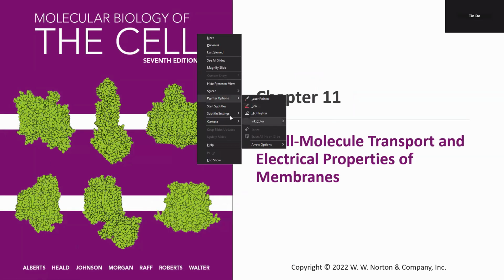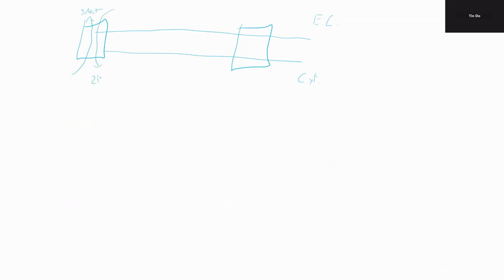Okay, let me get my screen back up. And obviously it got to erase my image here, but that's okay. We're going to start on a new slide anyways. So we know, and I'm just going to say extracellular for EC and cytosol for this, that we have the pump where 3 sodium goes out and 2 potassium comes in.